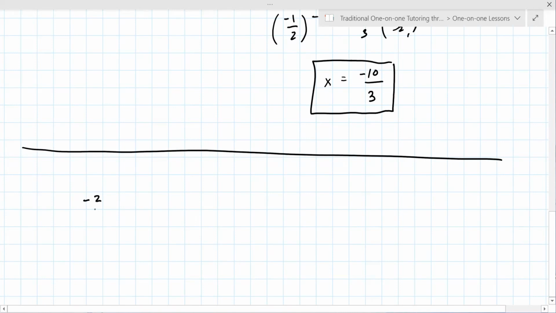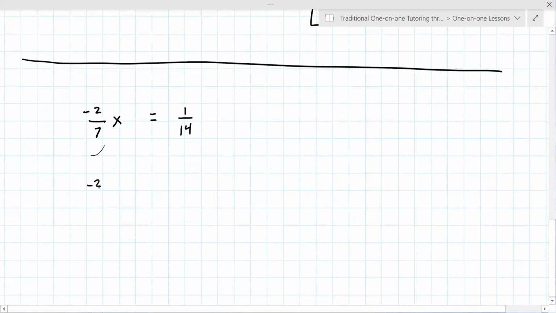If I give you negative 2/7 x equals, sorry, I'm just trying to come up with numbers that work here. Equals 1/14. The best way to approach a problem like this is to multiply by the reciprocal. You want to undo this negative 2/7 by multiplying by the reciprocal. What is the reciprocal of that?